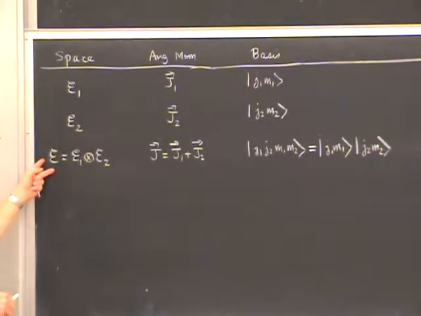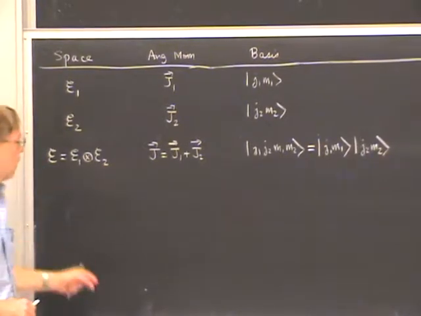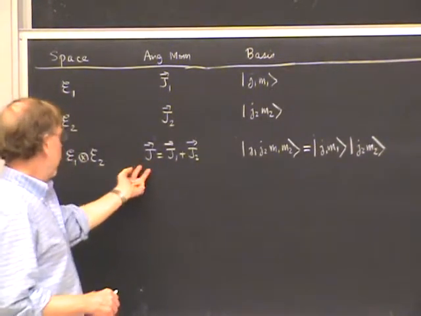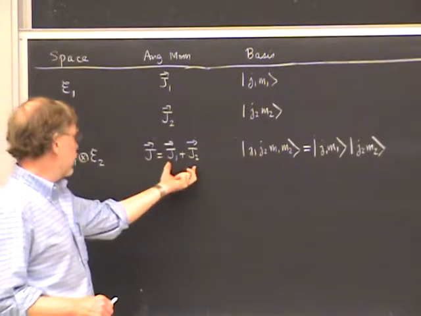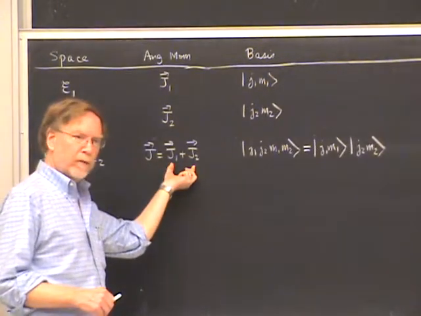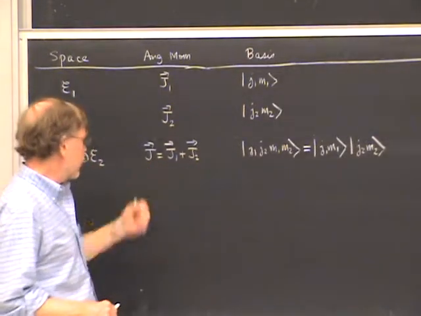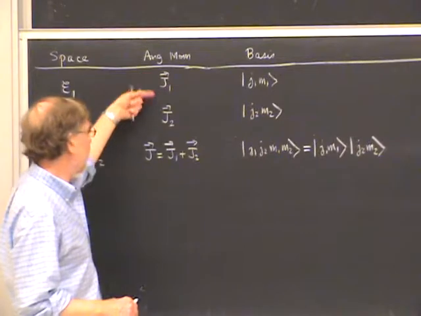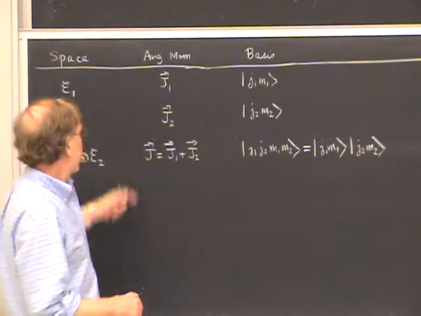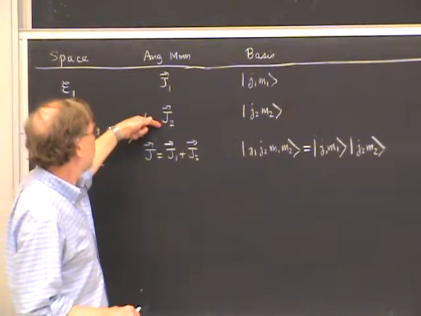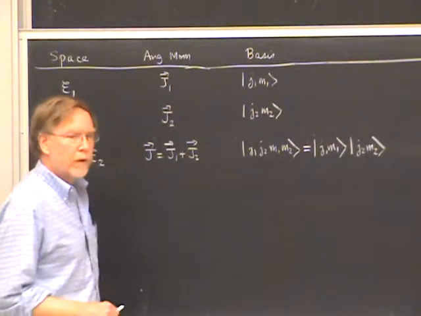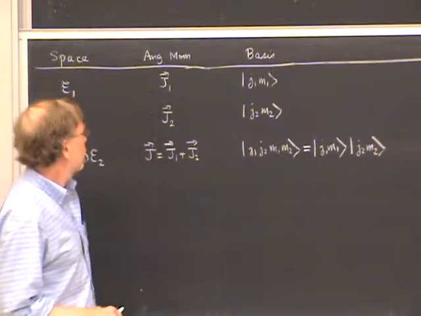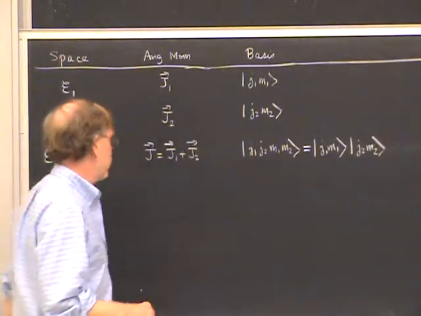The third space is the tensor product of the first two spaces. The angular momentum in that space is the sum of the two other angular momenta. You can easily check that if J1 and J2 satisfy the standard angular momentum commutation relations, then so does the total J. Part of the proof of that is that the cross commutators between J1 and J2 are zero. J1 and J2 commute with each other. That is, all three components of these two operators commute with each other. And the reason is that they act on different spaces, one in this space and the other in that space.